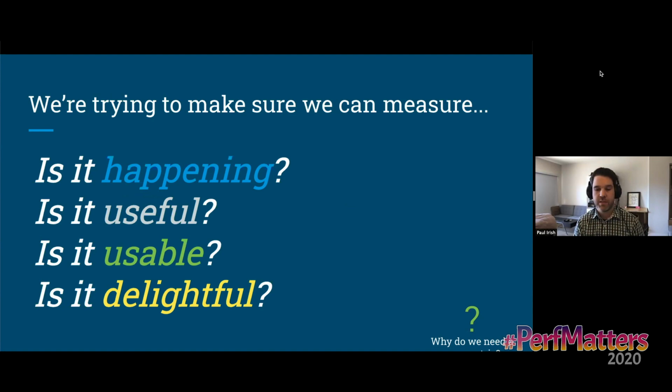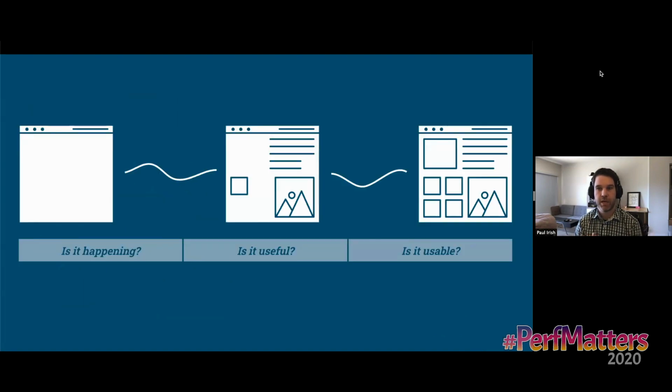So a few talks have covered these phases that we consider, especially in load. And one way that I like to look at these phases is in kind of the timeline of a page load. So at the beginning, is it happening? Am I in the right place? Is this going on? Is it starting to be useful? And then is it now pretty much finishing up and ready to be used?